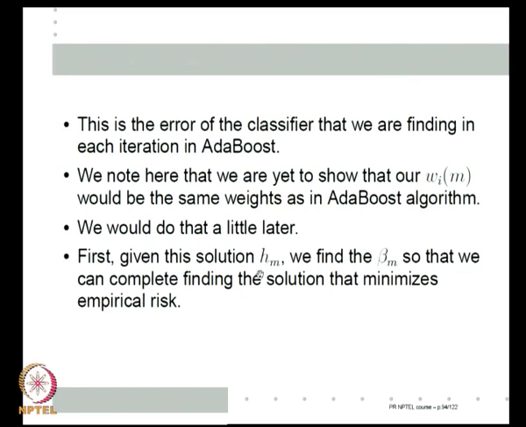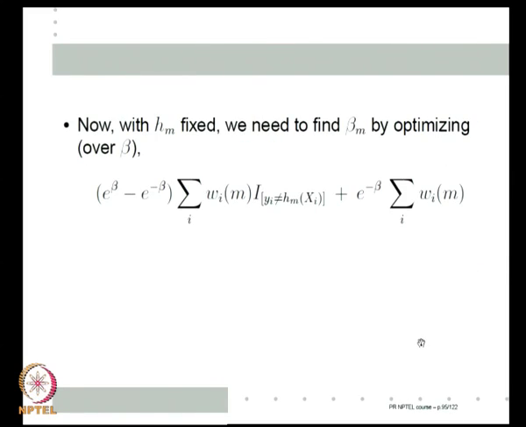But let us complete our minimization of empirical risk. To minimize empirical risk, we have to find h_m as well as beta, which we first showed that no matter what the beta value is, as long as positive, and we can have only positive weights. So, for any positive beta, we know how to find h_m. Now that we have found h_m, with this h_m, we have to find the best beta, that will be my beta_m. Okay. So, with the given h_m, we need to find beta_m to optimize over beta.